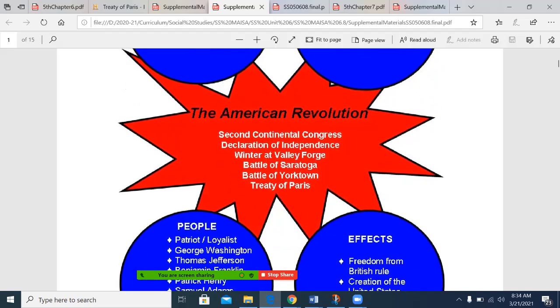So the American Revolution, there's a number of events listed here. The Second Continental Congress, the Declaration of Independence, winter at Valley Forge, Battle of Saratoga, Battle of Yorktown, the Treaty of Paris. Those are some of those key events that we've been talking about during this chapter, unit. And there will be some questions on the test related to that.